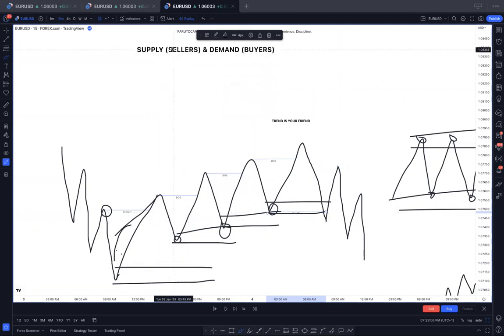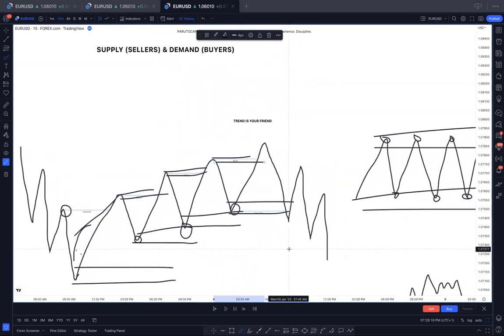Now, supply simply means that price is at a premium. Buyers have made a profit and they want to sell off. So when they come to this area here, they sell off. When they make a new high, they've made a profit. What happens? They sell off. After they make a profit, what happens? They sell off. And that's how the market works.